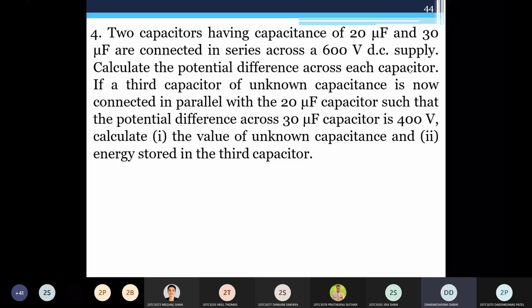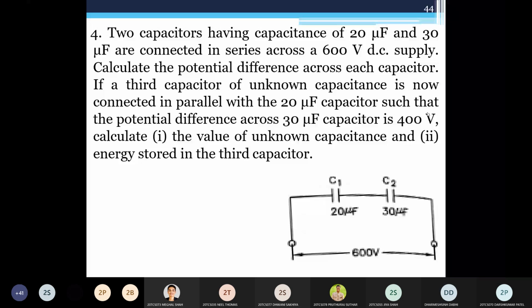Yes, all of you get this answer? What is the value of potential difference across each capacitor? You can see this is the figure. Two capacitors, 20 microfarad and 30 microfarad, are connected in series across the 600 volt DC. Clear? So first of all, find out the equivalent capacitance and then find out the amount of charge Q. And then you can find out the voltage across each capacitor.